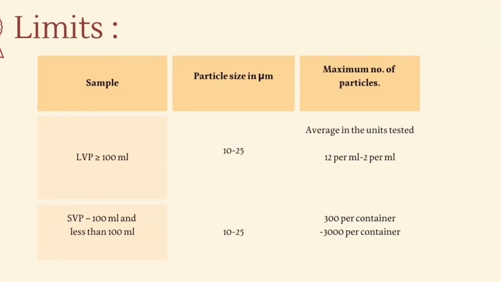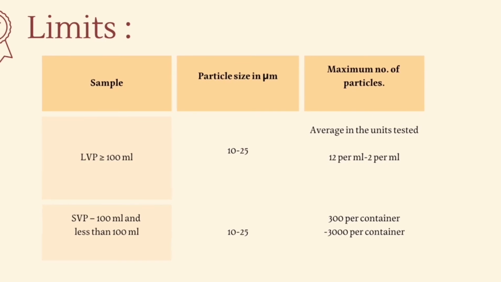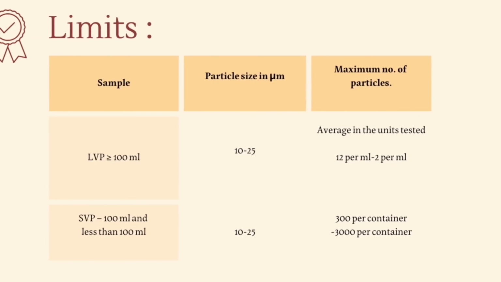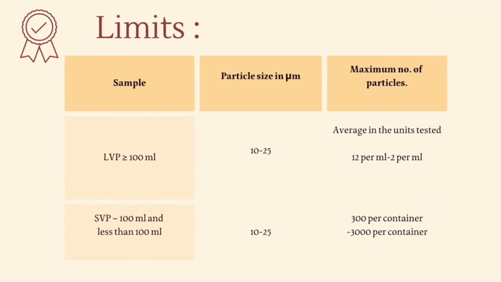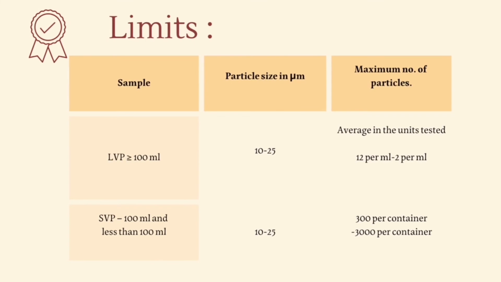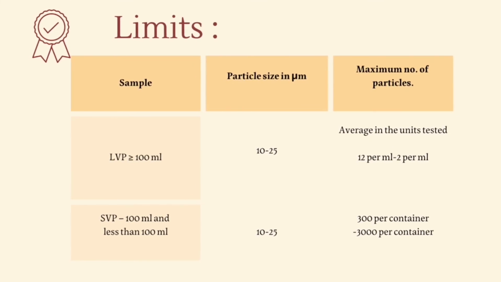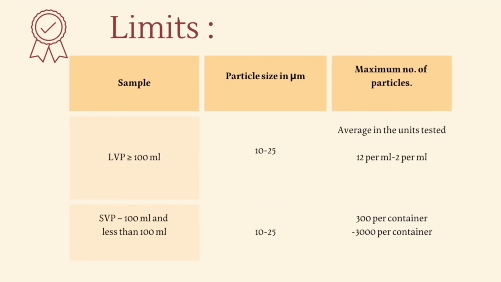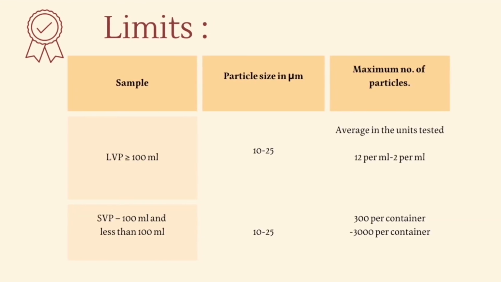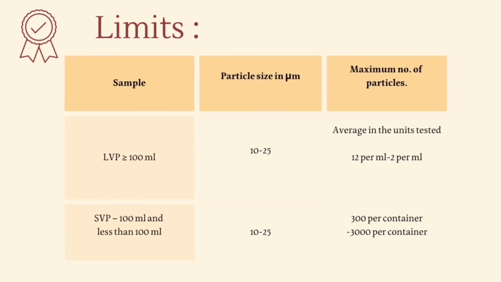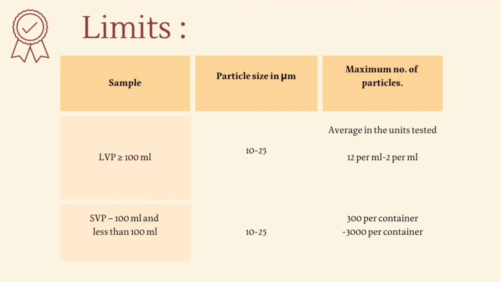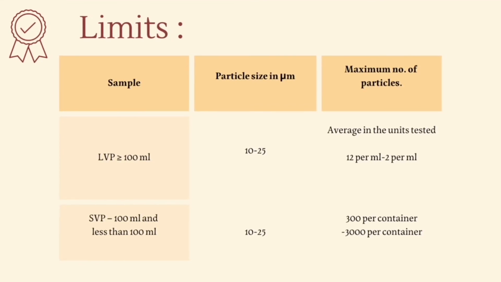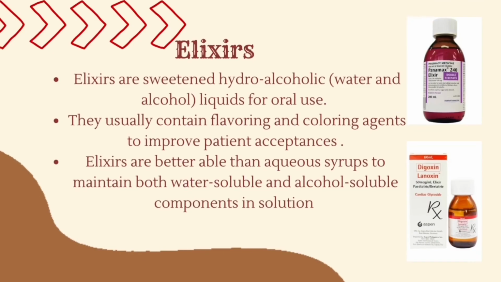Limits. For a large volume parenteral, greater than or equal to 100 milliliters, and particle size 10 to 25 micrometers, the maximum number of particles allowed is 2 to 12 in 1 milliliter. For a small volume parenteral, less than 100 milliliters, and particle size 10 to 25 micrometers, the maximum number of particles allowed is 300 to 3000 in the container.